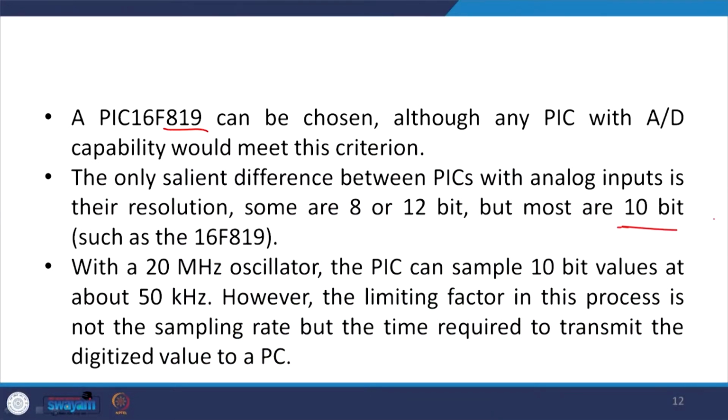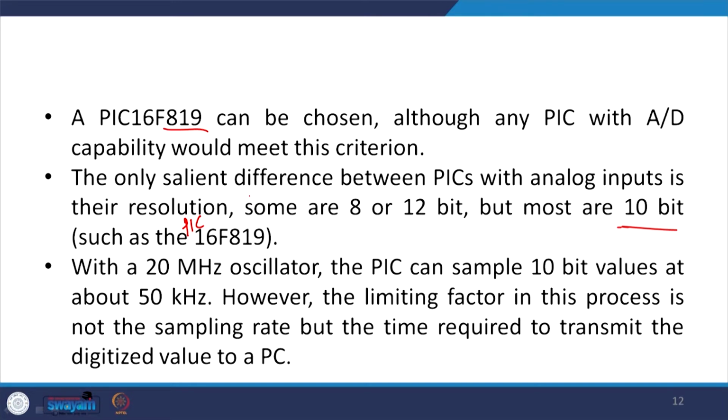So, a PIC 16F819 can be chosen, although any PIC with A to D capability would meet this criterion. The only salient difference between PICs with analog input is their resolution. Some are 8 or 12 bit, but most are actually 10 bit, such as the PIC 16F819. Now, with a 20 megahertz oscillator, the PIC can sample 10 bit values at about 50 kilohertz.